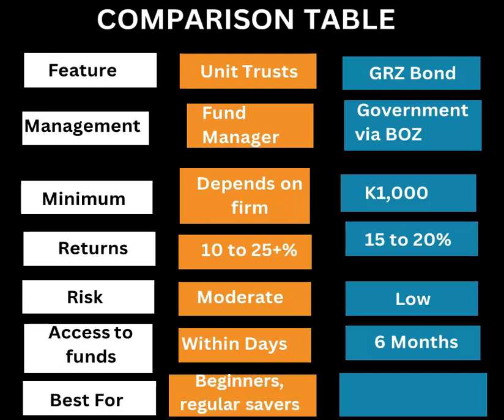So unit trusts are best for beginners and those regular savers and those who cannot afford the minimum 1,000 but they still want to invest. Unit trusts are the best. Then for long-term investors, those who can part away with their funds for a longer period, say 2 years, 3 years, 5 years, government bonds are for you.